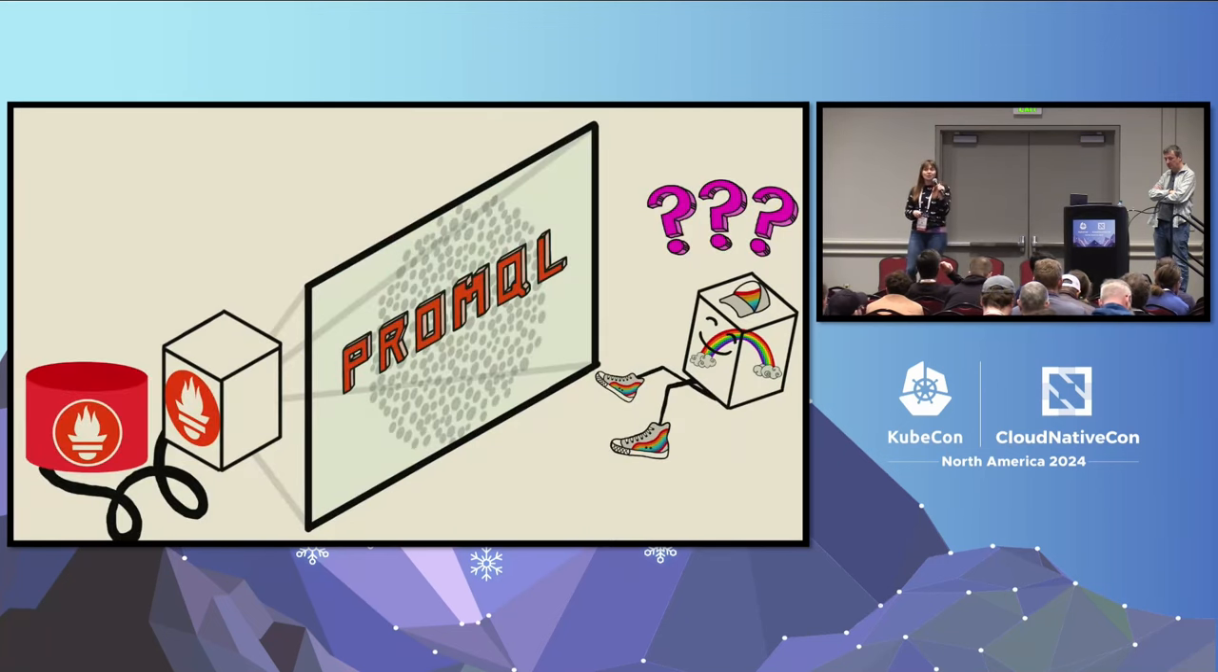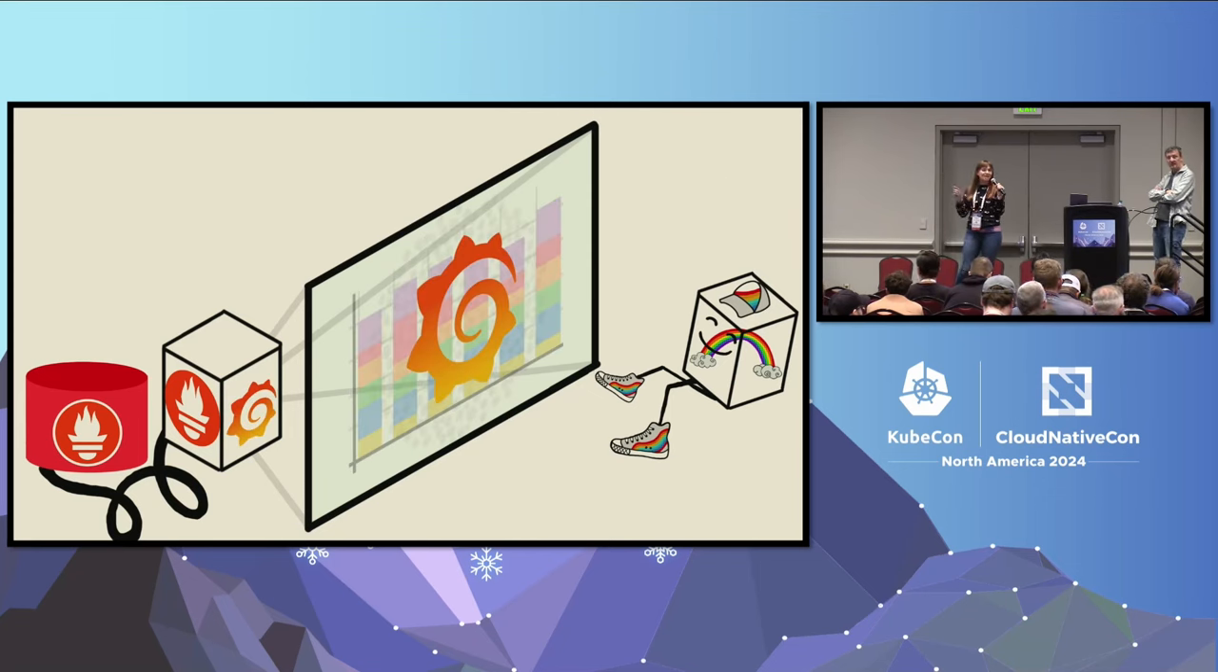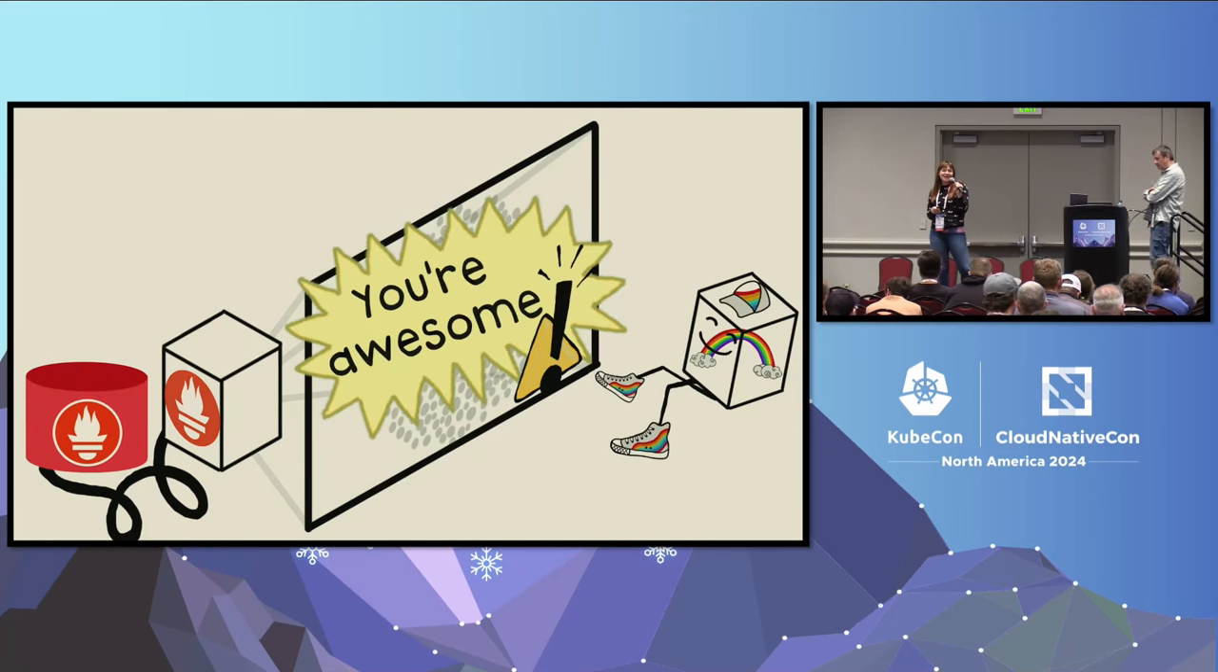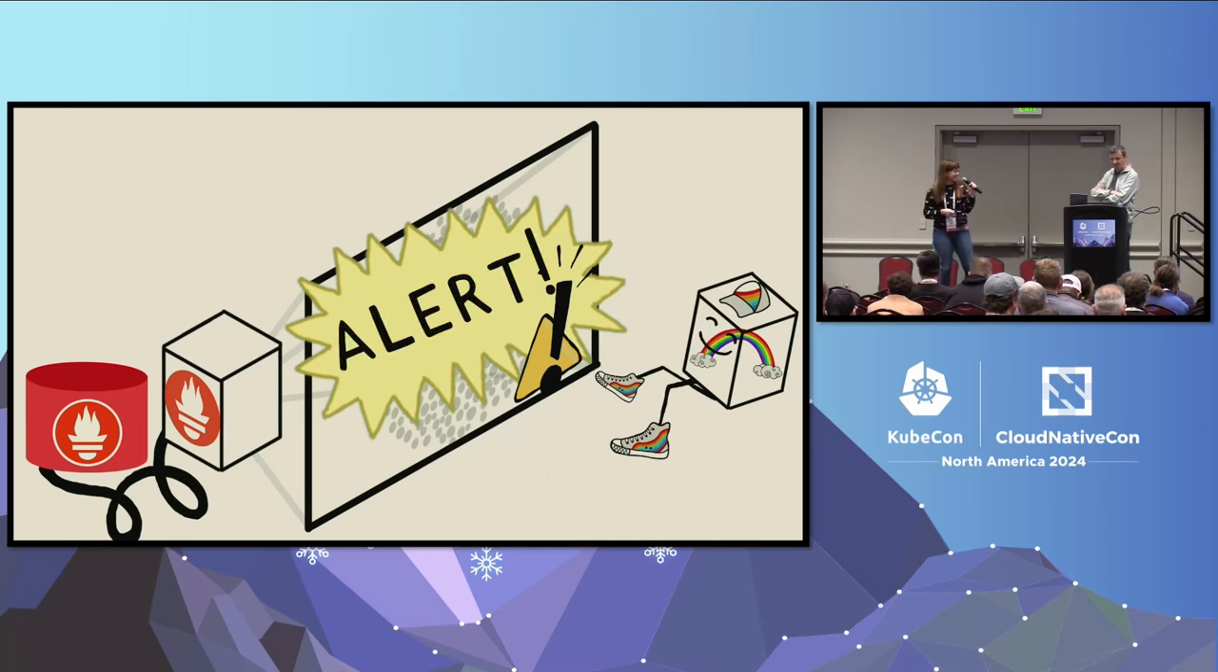And then we can use PromQL to query the metrics. We can use a dashboard. We have to use a third-party dashboard to visualize these metrics, because Prometheus doesn't have one. And then we can also make alerts with Prometheus alerting. You can make an alert if something bad happens. Or, why not make an alert if something good happens, too.